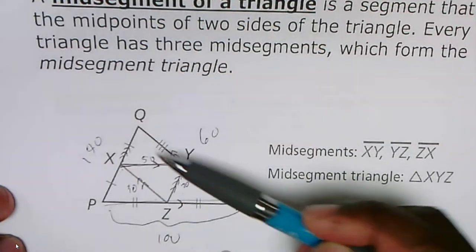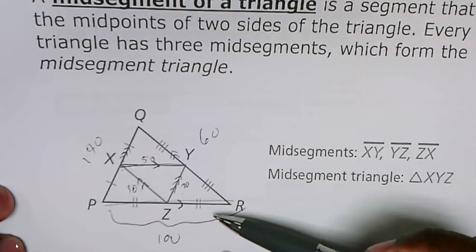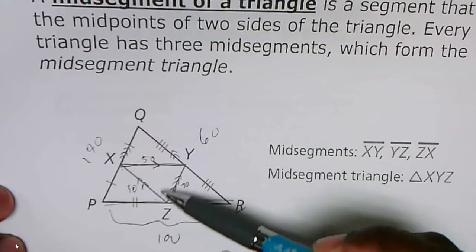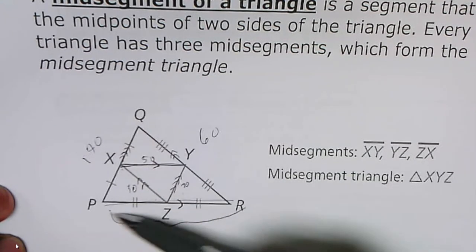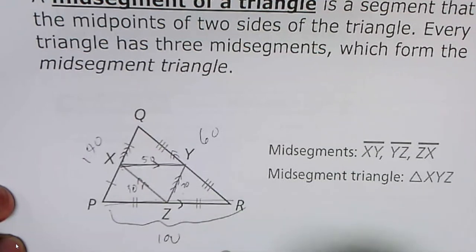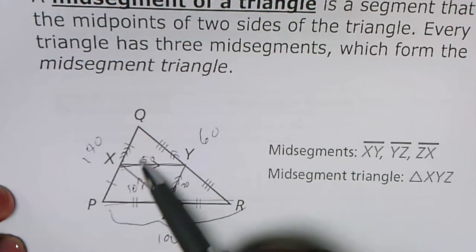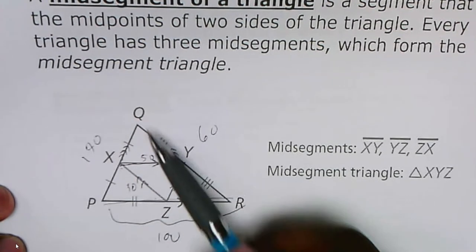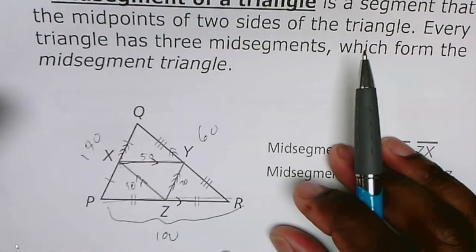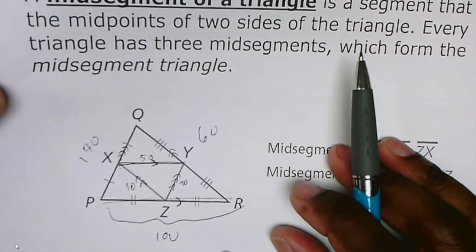I know one thing though, that the perimeters of these things are related. It looks to be all the sides are half the length, so the perimeter is half the size. So whatever this perimeter is, half of it. Also the area is half the size. Whatever this area is, the area here is half that area. That's one nice fact about midsegments and the midsegment triangle.